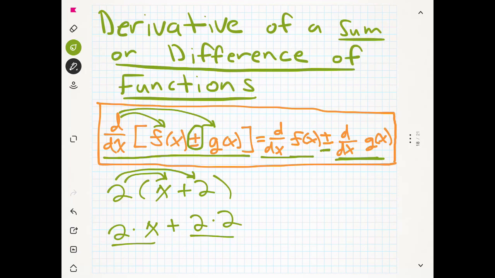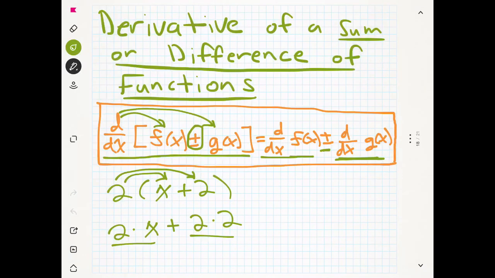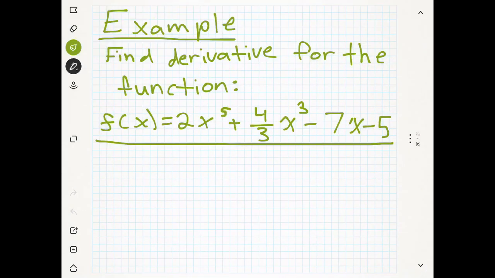So very straightforward. And yeah, that's all we do. And this is just a blank page. All right, so let's do this example together.